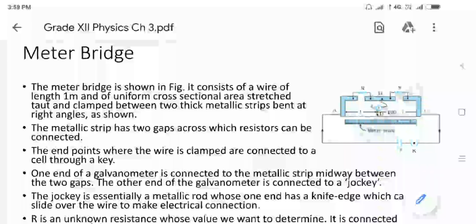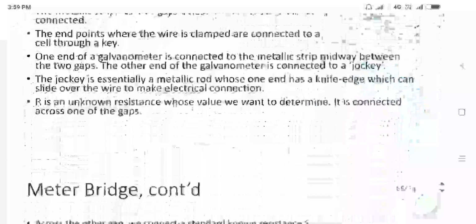Now, resistance of the wire is r per unit length, for example. So the resistance between A and D is r into L, and the resistance between D and C is r into 100 minus L. So 4 resistances are there: between A and B R, B and C S, A and D having rL resistance, and between D and C having r into 100 minus L resistance. So now 4 arms having 4 different resistors, the structure is like a bridge.